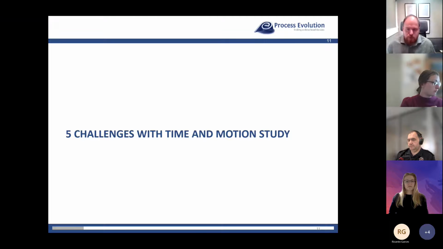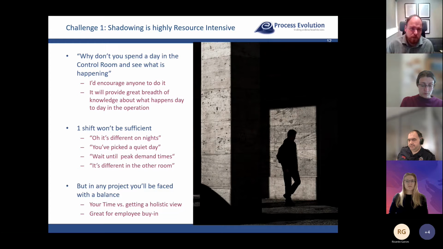So the idea of time and motion study is that we're going to put the process under a microscope and then understand what that means. I'll try to put together five challenges we see with time and motion study. The first of which is shadowing, and the fact that it is a highly resource intensive practice.